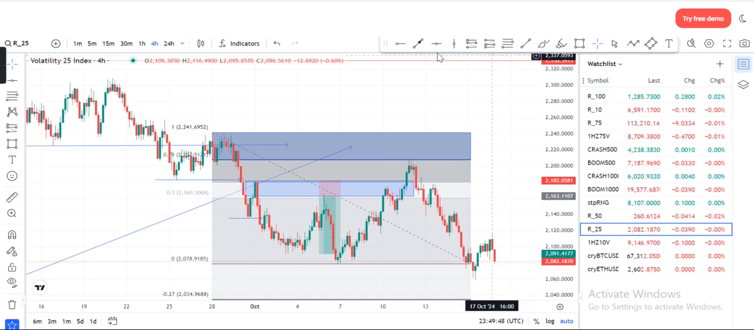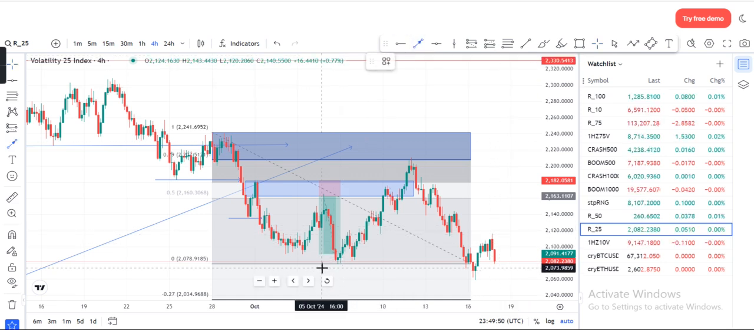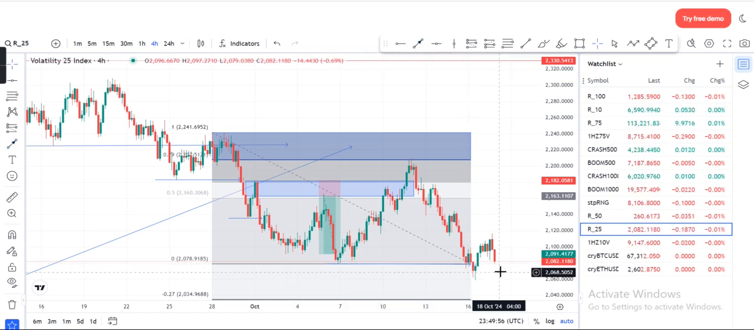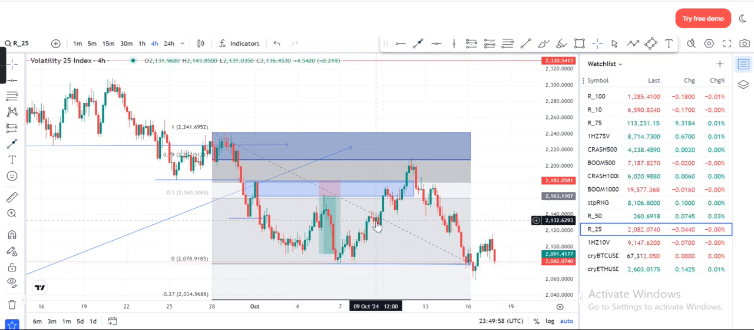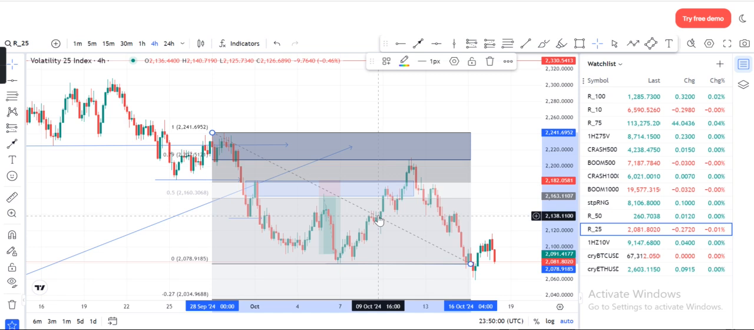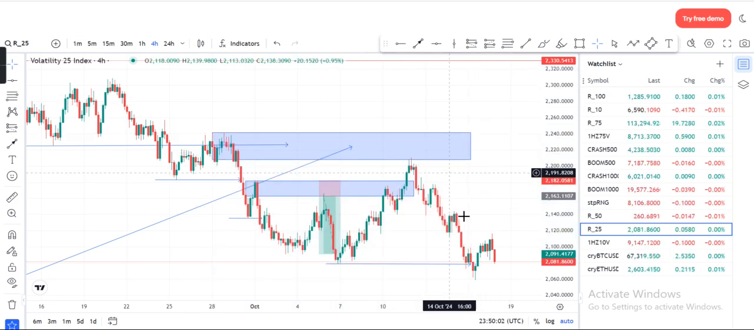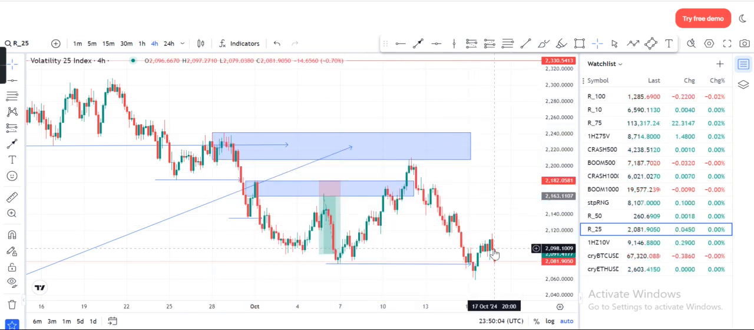We got our reaction and rejection from that point, and then we can currently see that the market has already broken structure at this point here. So now, having understood that, I would now delete this particular one, I would delete it.